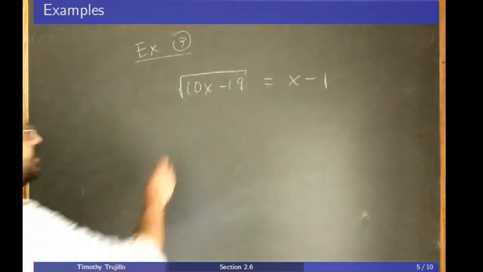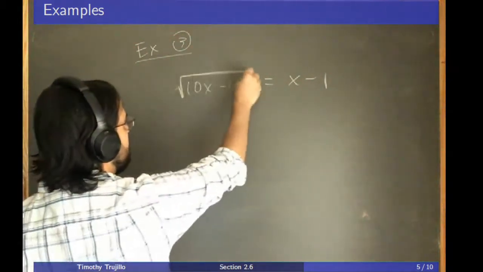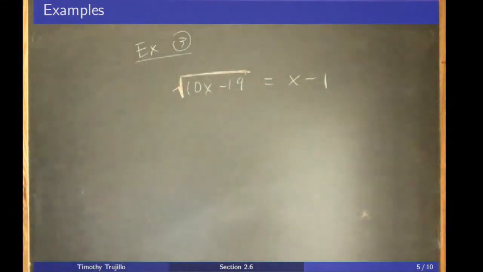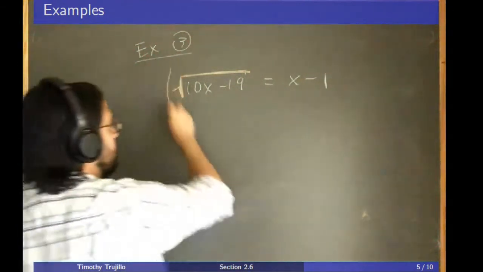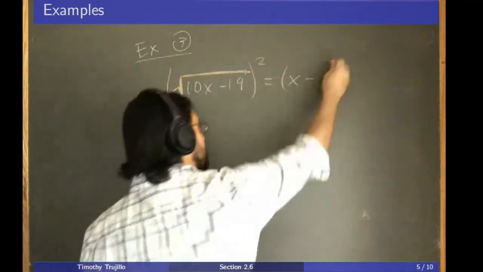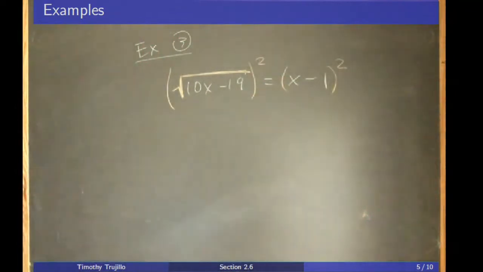And this time I'm not going to rewrite this square root as a rational exponent. I'm just going to write down what I would expect you to write down on an exam. If you want to undo a square root, you simply square this side of the equation. And if you do something to one side of the equation, you better do it to the other side as well. Okay?